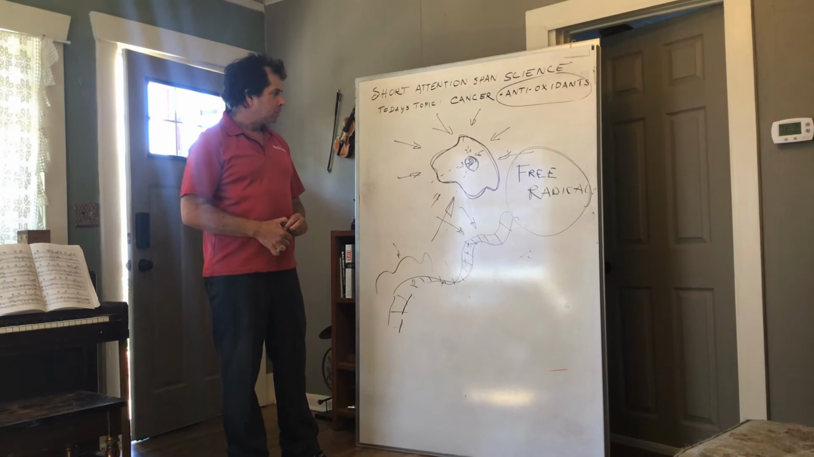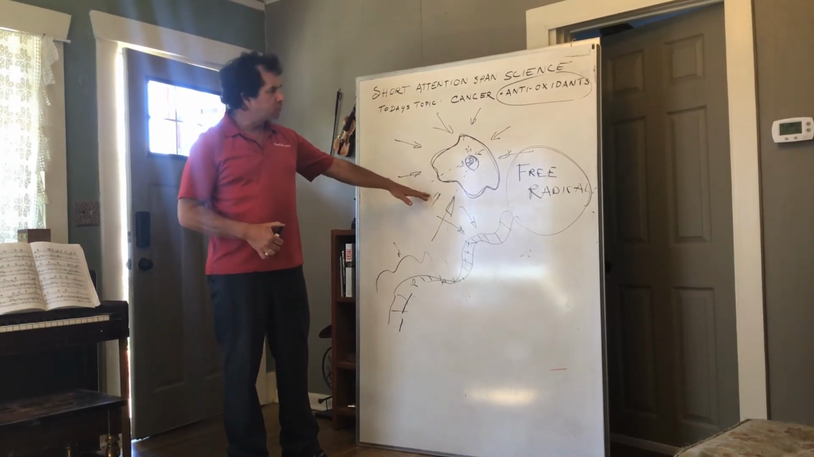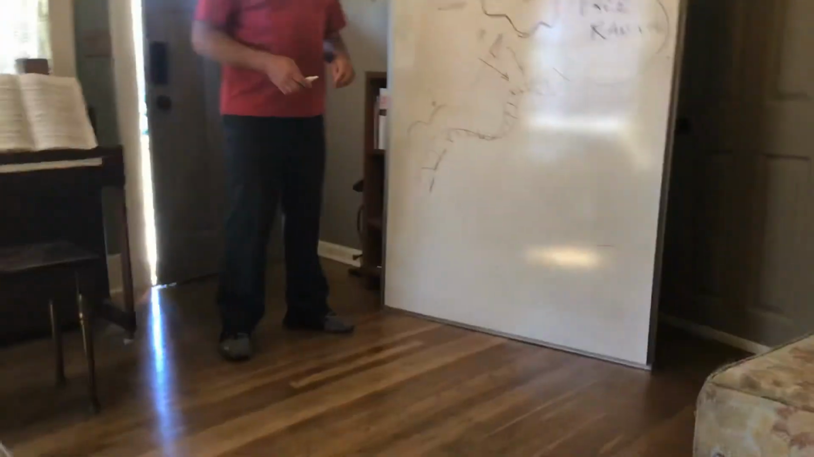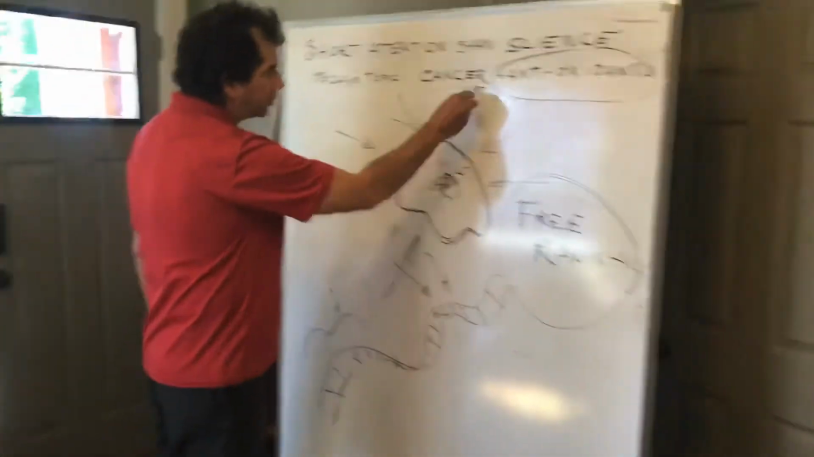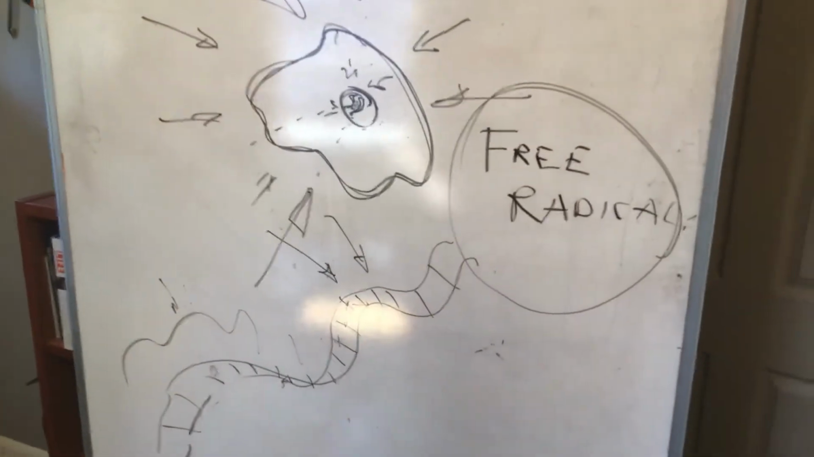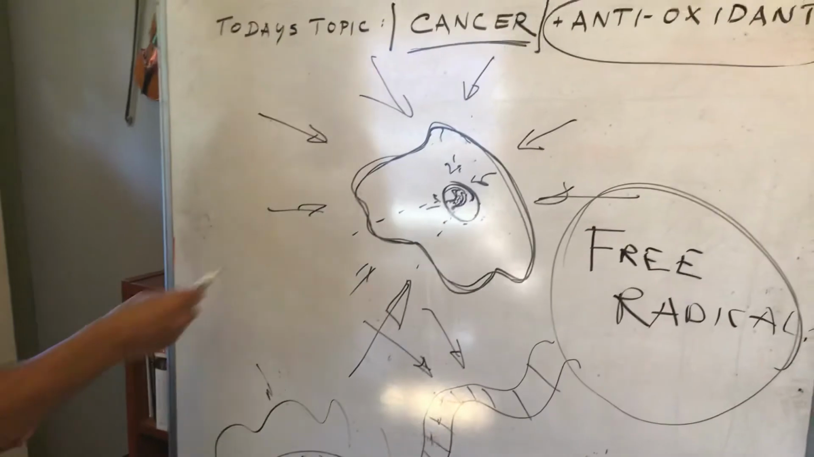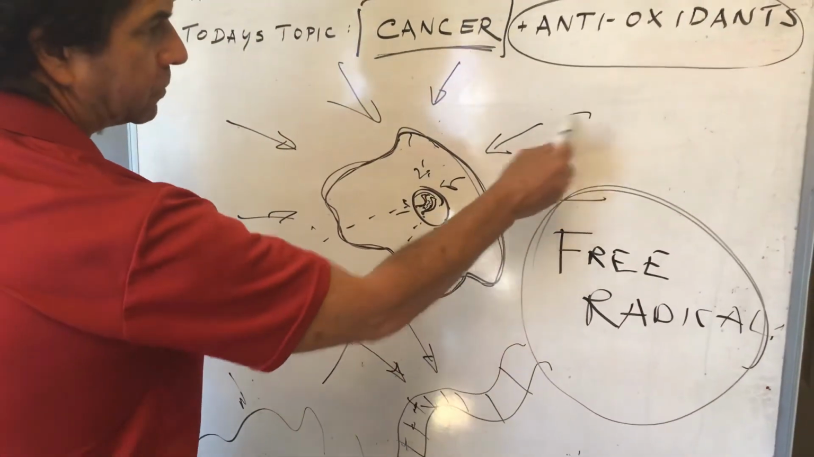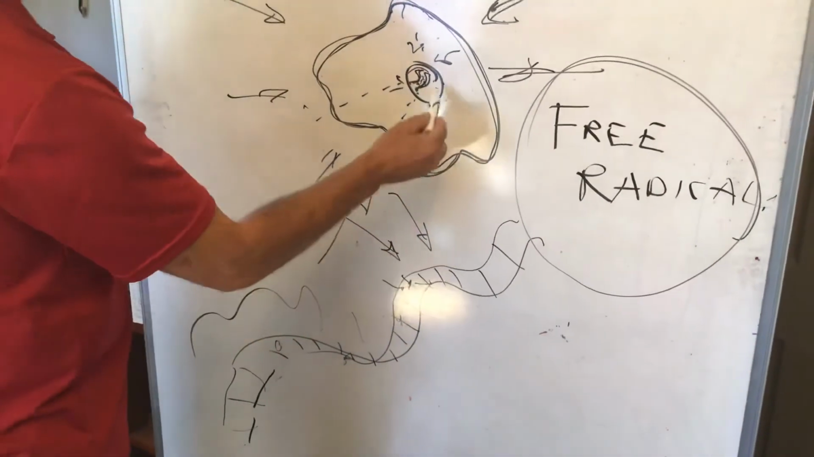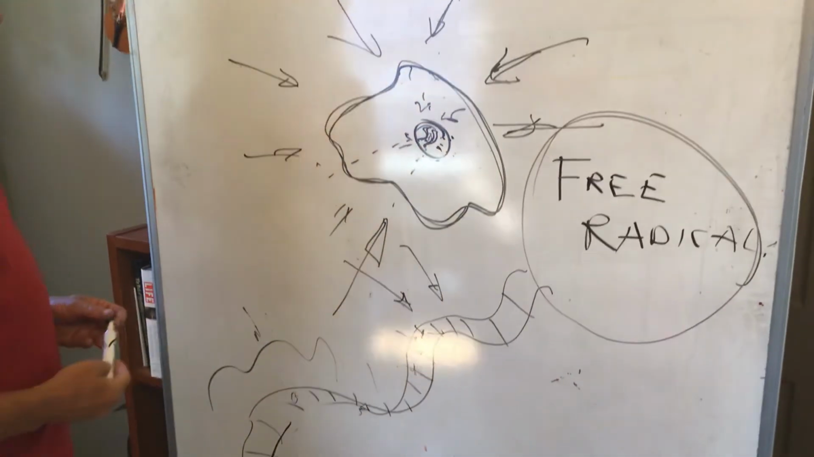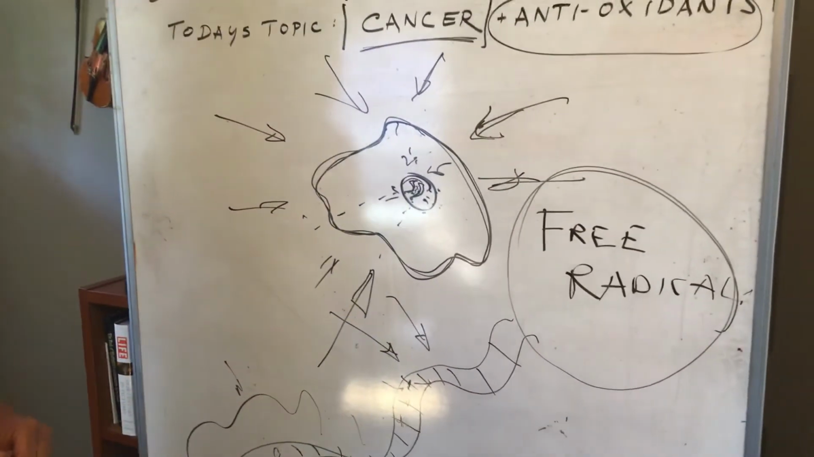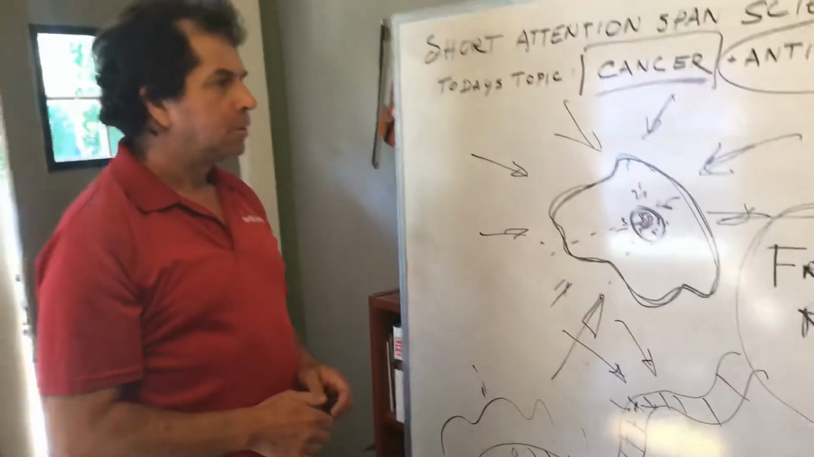So if you want a quick close-up shot of this, just to show what this is about: cancer, and this would be your cell. Free radicals are coming here, damaging this cell, and then getting in and damaging the DNA, and therefore causing cancer mutation. Where do free radicals come from?